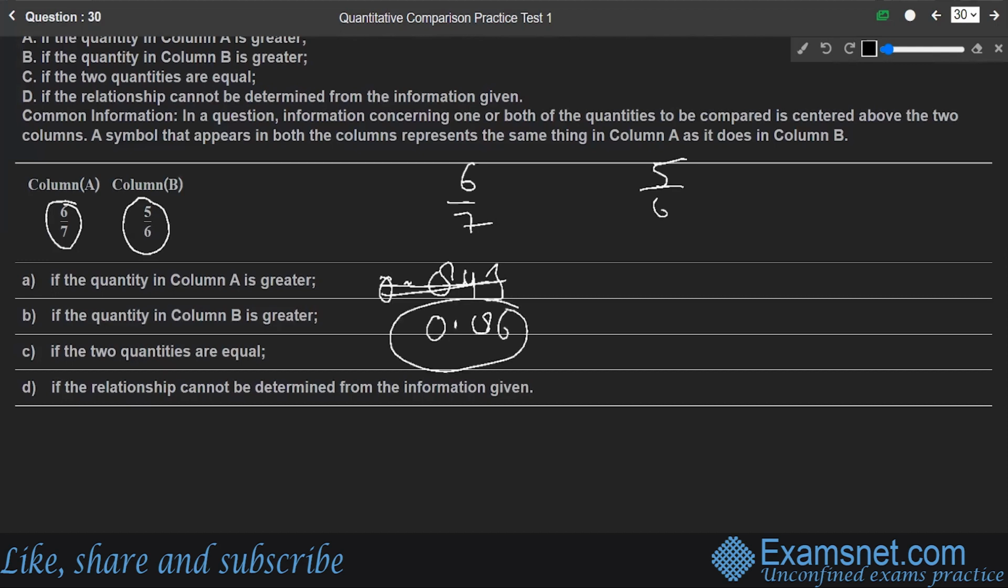That is the value of 6 by 7. If we calculate the value of 5 by 6, that comes out as 0.83. So if we compare these two quantities, 0.86 and 0.83, clearly 0.86 is greater. So that's why the answer becomes option number A, the quantity in the first column is greater.